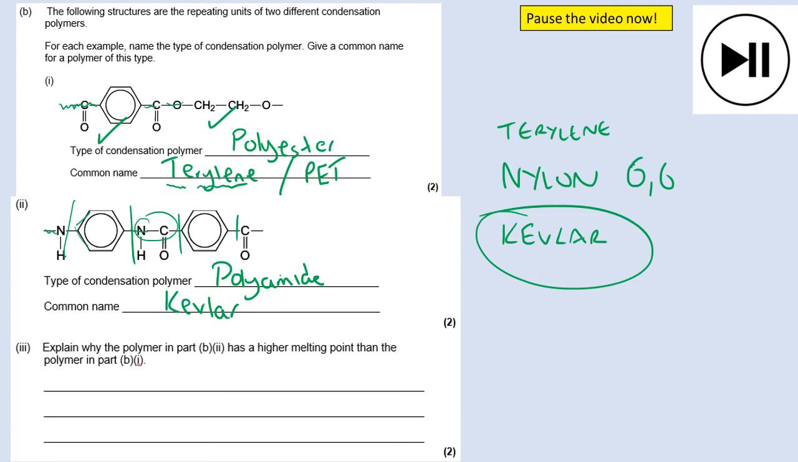Explain why polymer in part B2, that's this one, has a higher melting point than this one. Okay, well, that's because Kevlar will have hydrogen bonding due to the NH groups, which requires more energy to break. Simple as that. So you're identifying hydrogen bonds are present in Kevlar and therefore more energy is needed. Words to that effect.